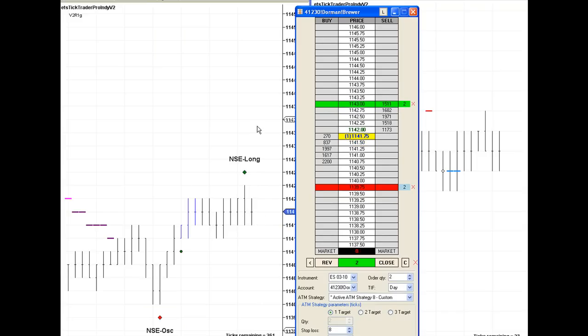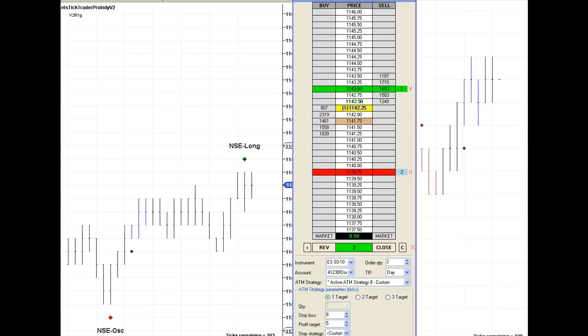Because it's coming out of no zone, I'm going to try to get an extra tick out of the trade. I could go for an extra 2 or 3 ticks, but I'm going to be conservative and just go for an extra tick. Also, if it touches 4 ticks profit, which would be 1142.75, I'll take my stop loss to entry, 1141.75. And of course, I teach all this in my trading system.